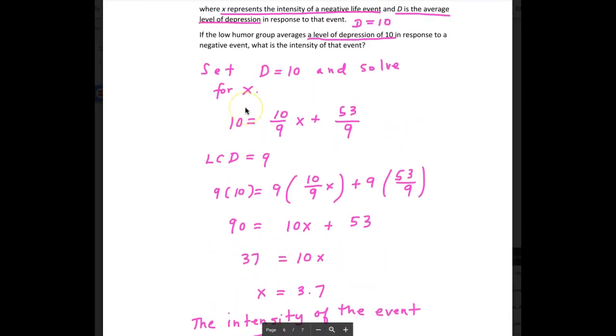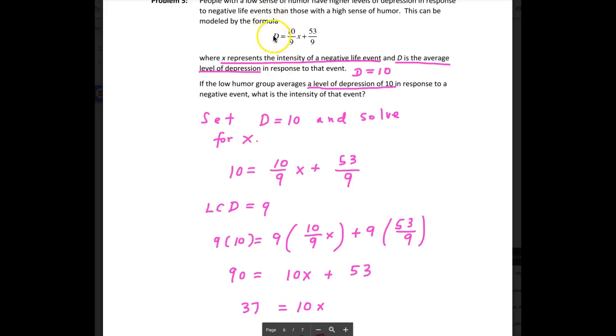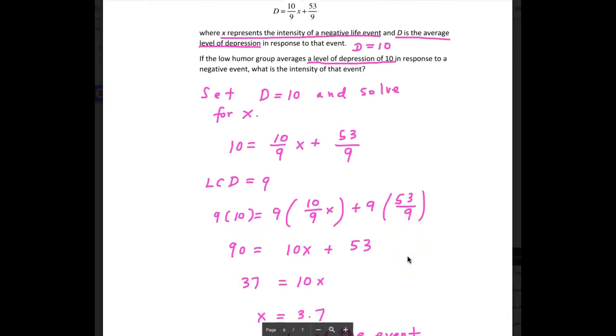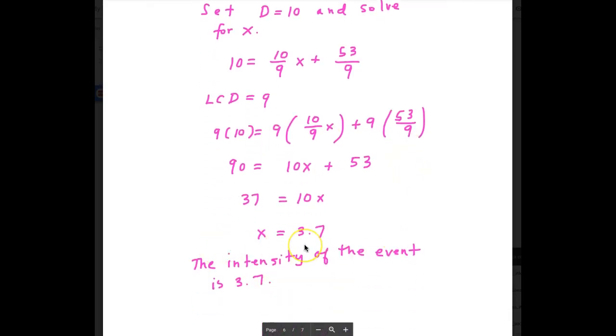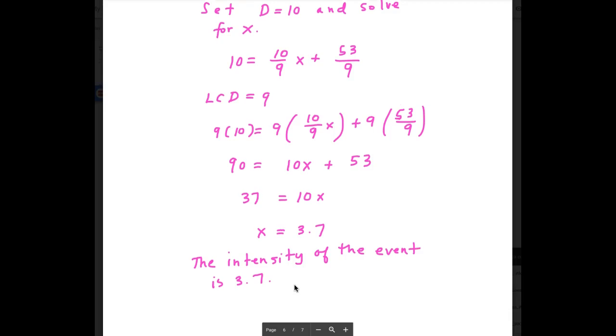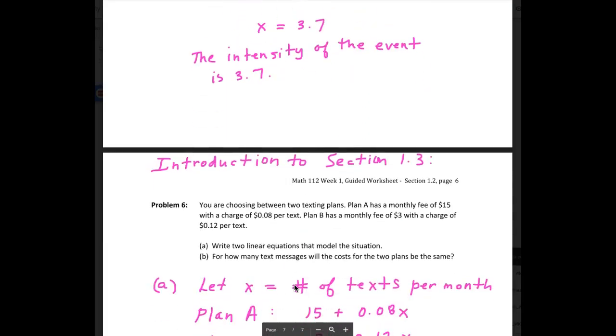So I set that in the equation on the left side. The least common denominator is 9. I'm going to multiply the equation on both sides by that. We end up with X is equal to 3.7. We can write a short sentence that says the intensity of the event is a 3.7. There aren't any units given for this one. It's really just a level. Okay, so that's applying what we've done with linear equations.